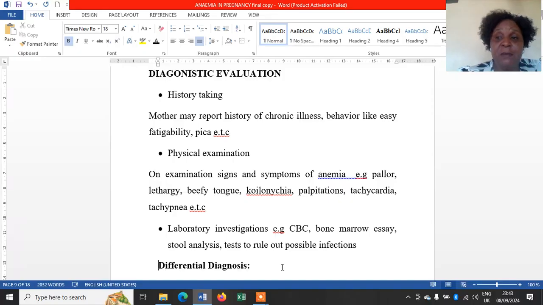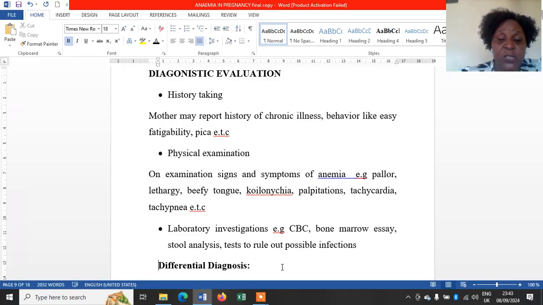Then lethargy, the mother might be weak, bifid tongue. Then we have koilonychia. Koilonychia, how can I explain? They are grooved nails. These are key in sickle cell patients. Then palpitations, tachycardia, and tachypnea. These may be key signs and symptoms during physical examination of a mother with anemia.